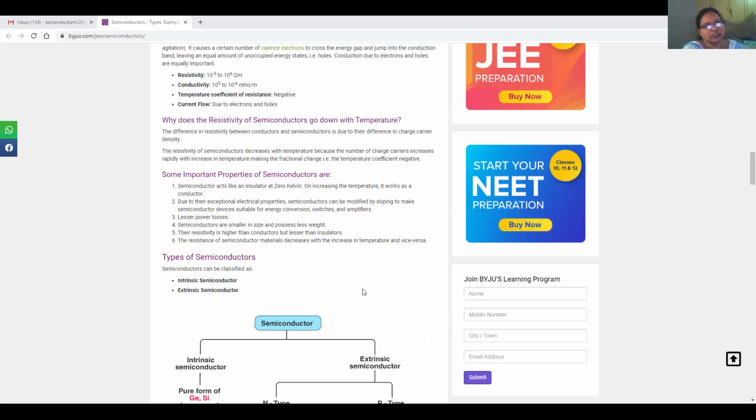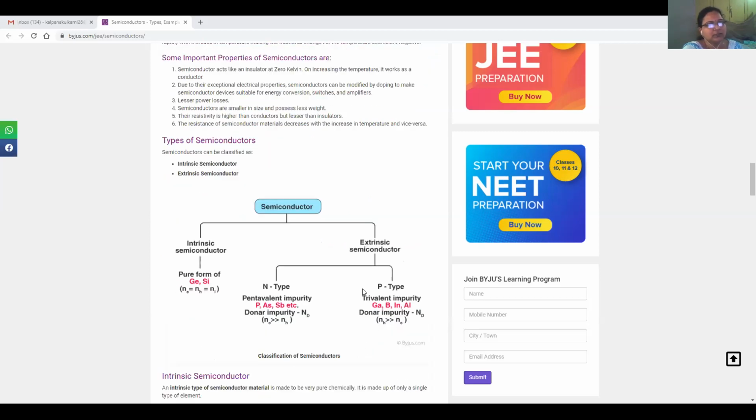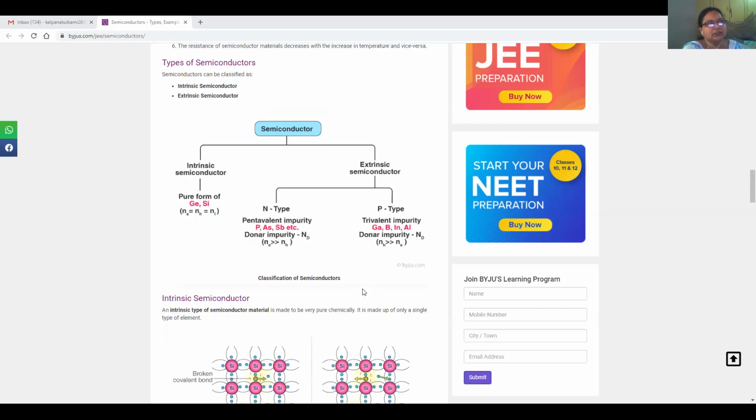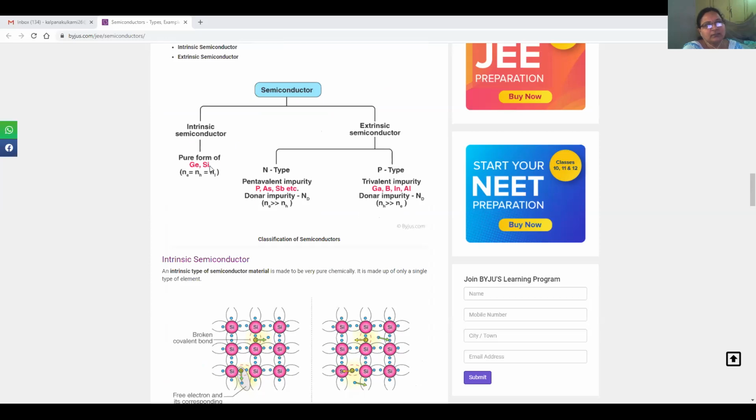Now types of semiconductors. In these types of semiconductors, we have intrinsic semiconductor and extrinsic semiconductor. In intrinsic semiconductor, we have pure form of germanium and silicon. Whereas extrinsic semiconductors, we have N-type and P-type. In N-type, pentavalent impurities are added, such as phosphorus, arsenic, antimony, etc. And in P-type, trivalent impurities such as gallium, boron, indium, aluminum are added.